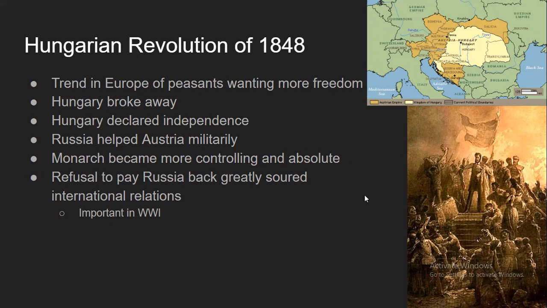The revolution in Hungary was particularly volatile, primarily because of this incredibly diverse population and their goals. Hungary broke away from Austria in 1848 to form its own state. However, Austria invaded and asserted its control again with the help of Russia. Two major results of the conflict: the monarch Francis Joseph became much more controlling, and relations with Russia declined because Russia refused to pay back war loans, and that will be important later on.